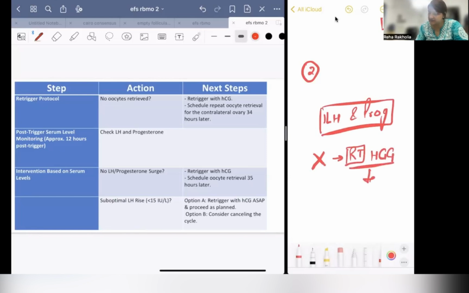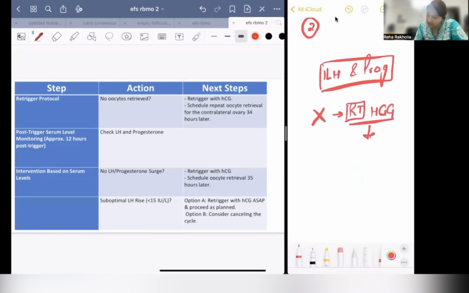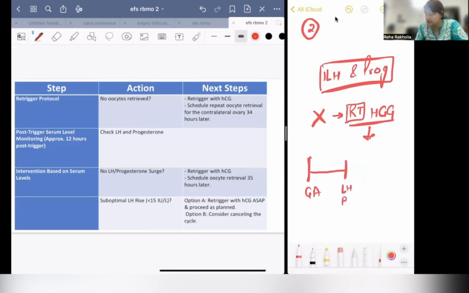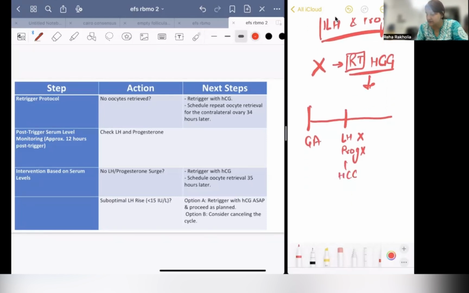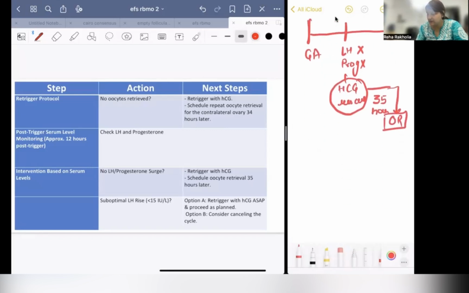And same after HCG retrigger, 12 hours after this we are giving GnRH agonist. Okay. 12 hours after, we'll check LH and progesterone. If there is no surge, meaning LH is less than 15 and progesterone is less than 3.5, then we'll give the HCG rescue dose. And 35 hours after this, we'll do the oocyte retrieval. Okay. Not for another ovary.